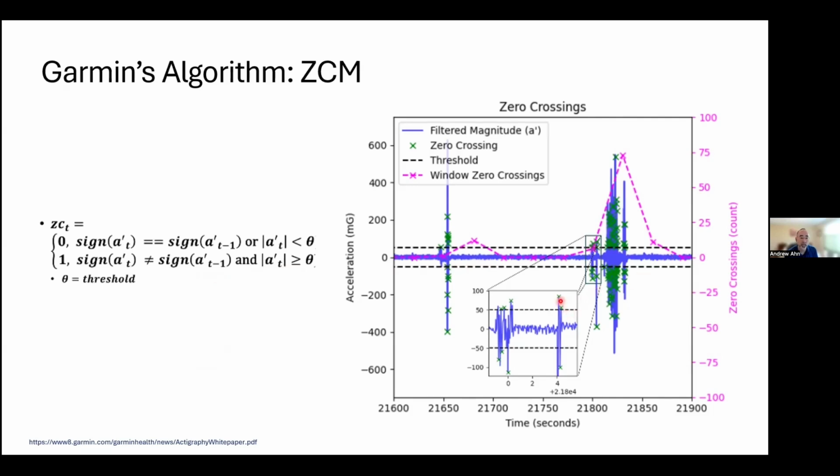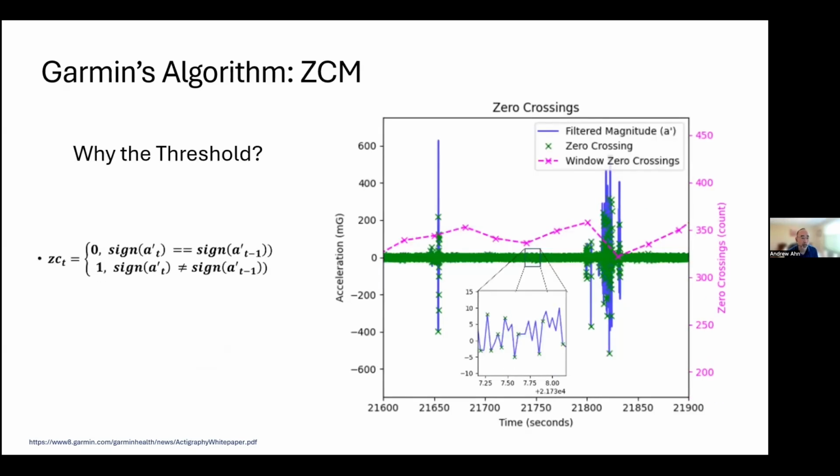And so you can see an example here. This was marked as a ZCT of 1. It's because the value right before it had a different sign, and then the value itself was greater than the threshold. Anything not meeting these two conditions was given a value of 0. And this dual criteria helps ensure that meaningful movement transitions are captured, but filters out some minor fluctuations that might not represent actual physical activity.